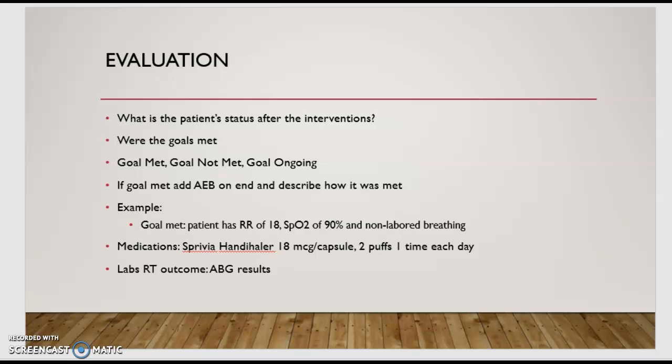So if the goal is met, add as evidenced by on the end and describe how it was met. So an example would be goal met. Patient has a respiratory rate of 18, oxygen saturation of 90%, and non-labored breathing.